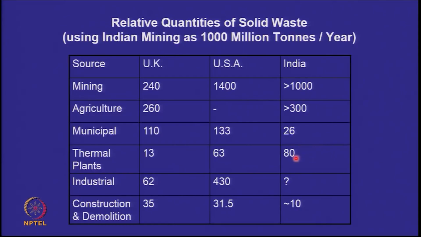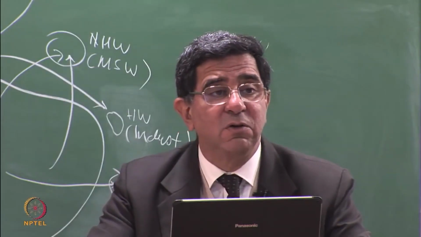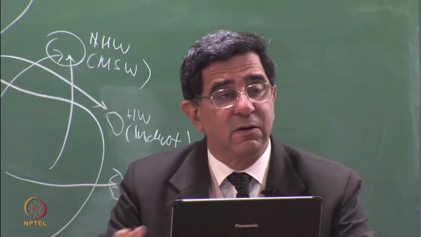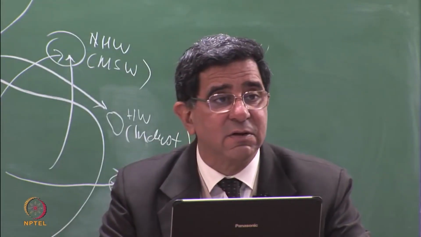Today I think thermal power plants may be producing 120 million tons of ash. So this is when I use mining as 1,000. So the biggest waste that is coming out is mining. And the second biggest waste that is coming out is the agricultural waste. Agricultural waste may not appear to be such a major visual issue because it is diffused on land in the rural areas. All the plant cuttings and everything is diffused.